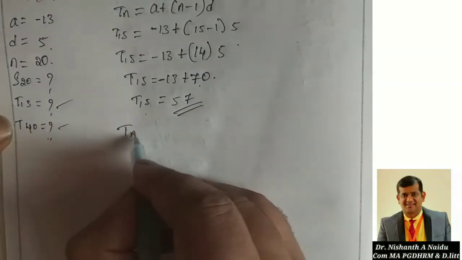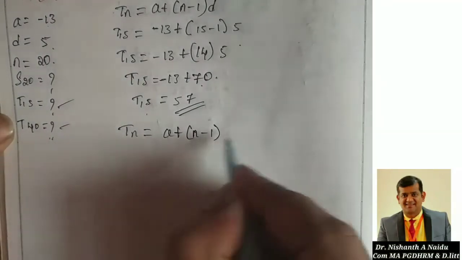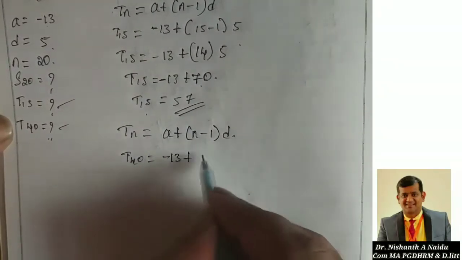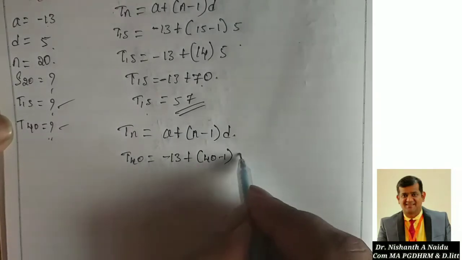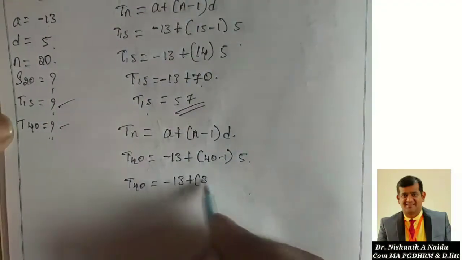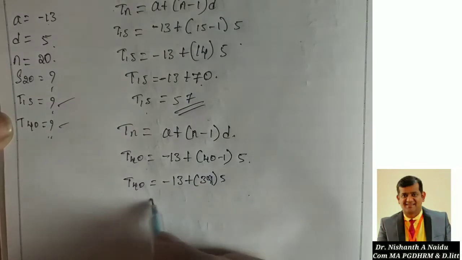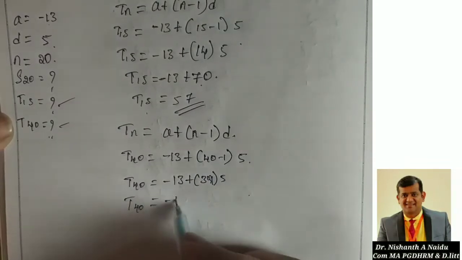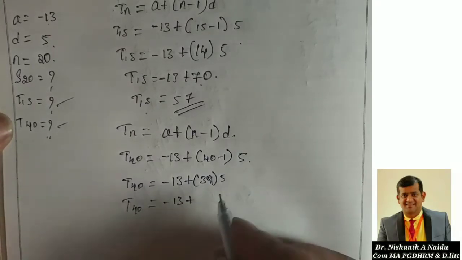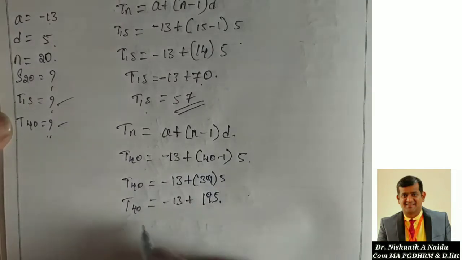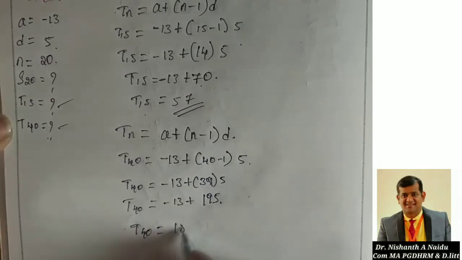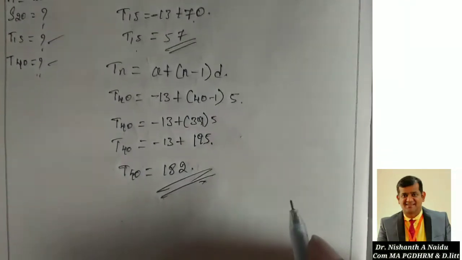T40 we will identify. Tn equals a plus n minus 1 into d. So T40 equals minus 13 plus 40 minus 1 into d, we know d is 5. So T40 equals minus 13 plus 39 into 5, that is 39 5s. How much will you get? 195. So T40 equals 195 minus 13. So you will get 182 as the answer for T40.